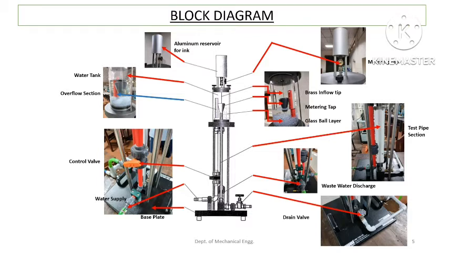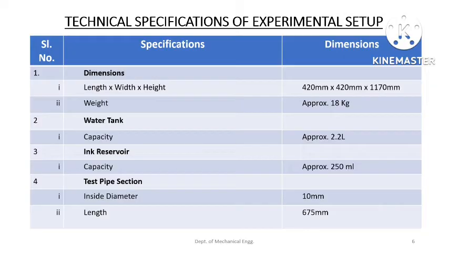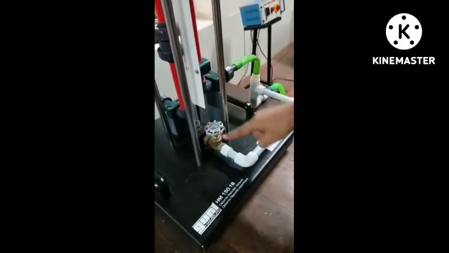This is the schematic diagram of the experimental setup which we are going to use, and this is the exploded view of the actual experimental setup which we have in lab. These are the technical specifications of the experimental setup. Now let's visualize the experimental setup.